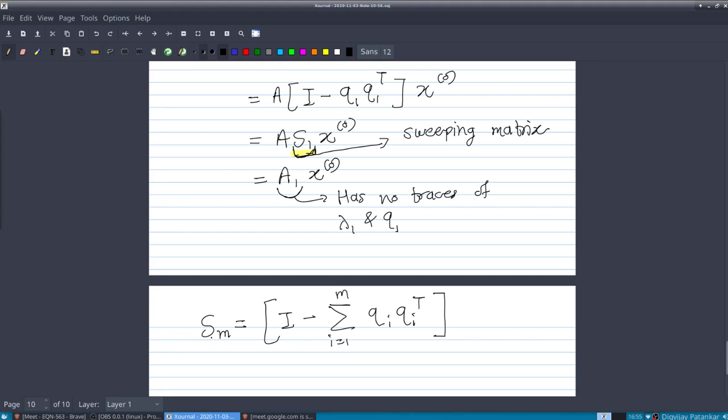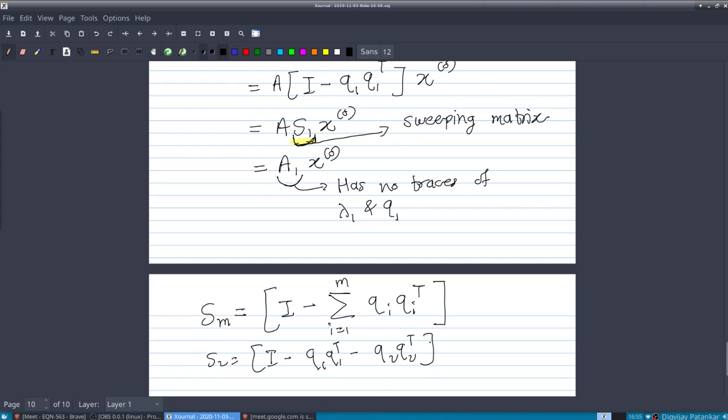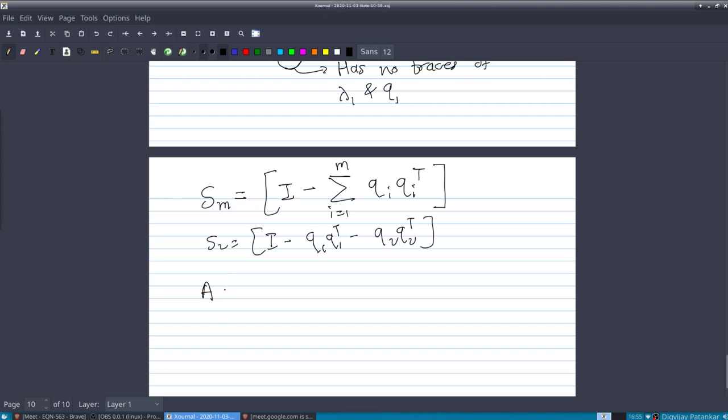So that means if I want to obtain the third eigenvalue and corresponding eigenvector, then I have to sweep out the first two vectors Q1 and Q2. So this will be S2. S2 will be equal to I minus Q1 Q1 transpose minus Q2 Q2 transpose, and then you will use this S2. A multiplied by S2 will give you another matrix A2, and if you use your power iteration method on this A2, then whatever Q you get, the eigenvalue and eigenvector, that will be Q3 and the corresponding eigenvalue, of course. So the sweeping matrix is the matrix which sweeps away the already known eigenvalues and eigenvectors. Understood?